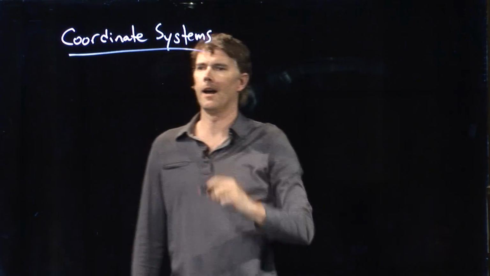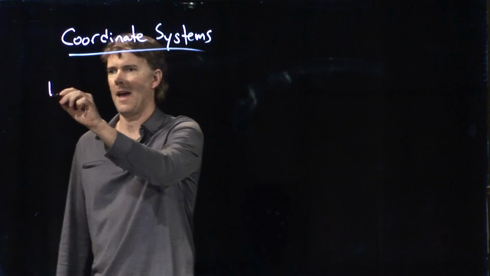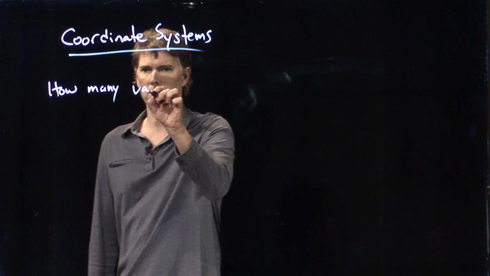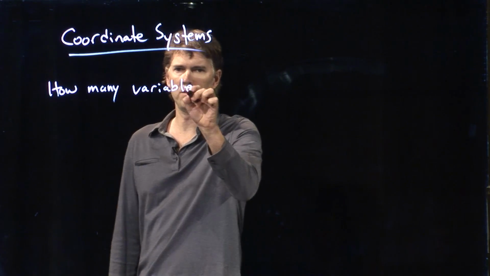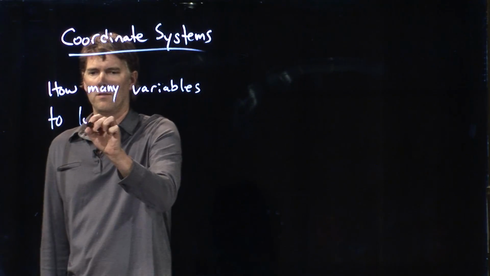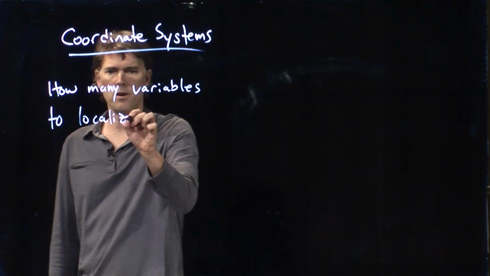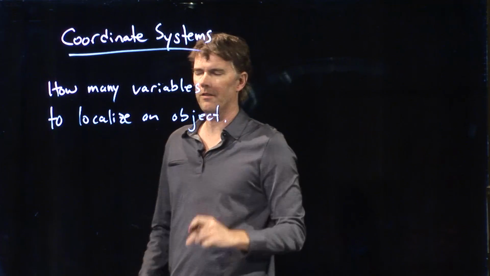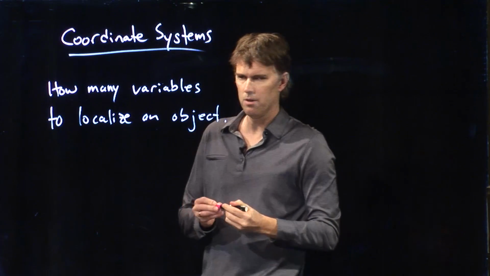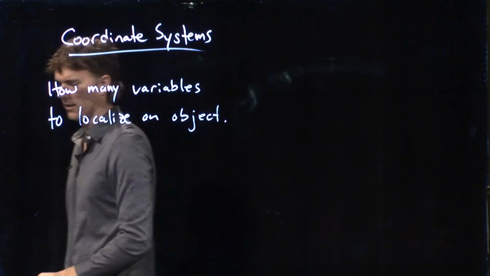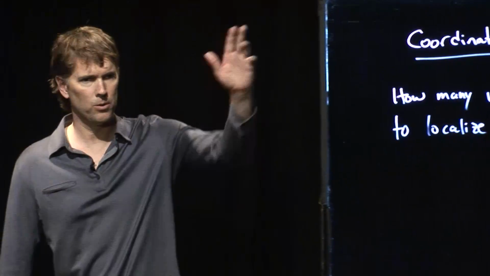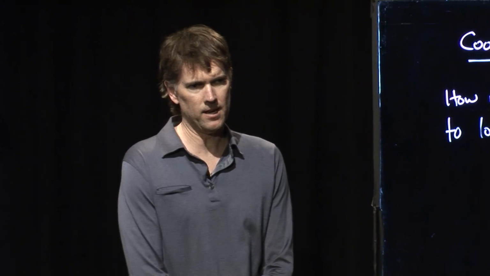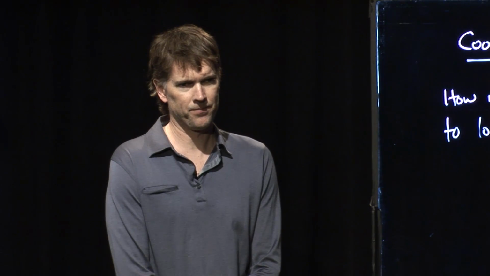Well, let me ask you guys a question. How many variables do we really need to localize a point or an object? If you want to say, oh, this object is in a particular location, how many variables do we need? If you have a thought, raise your hand. How many variables do we need to localize an object?